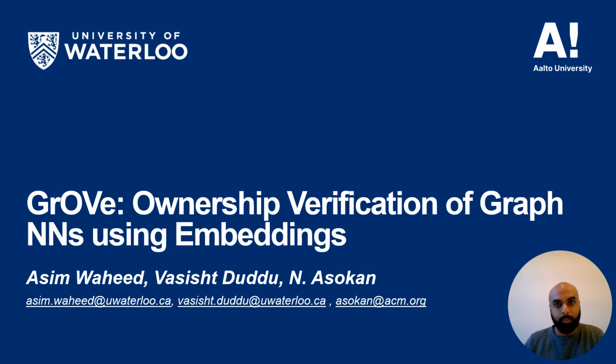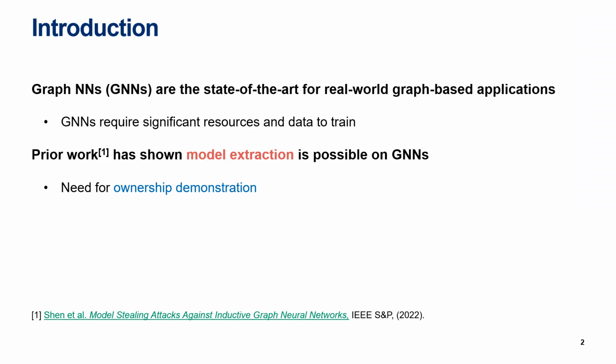Graph neural networks, or GNNs, are the current state of the art for real-world graph-based applications. Many companies such as Twitter or Facebook use them to model their social graphs. However, prior work has shown that model extraction is possible on GNNs, and thus there is a need for ownership demonstration.